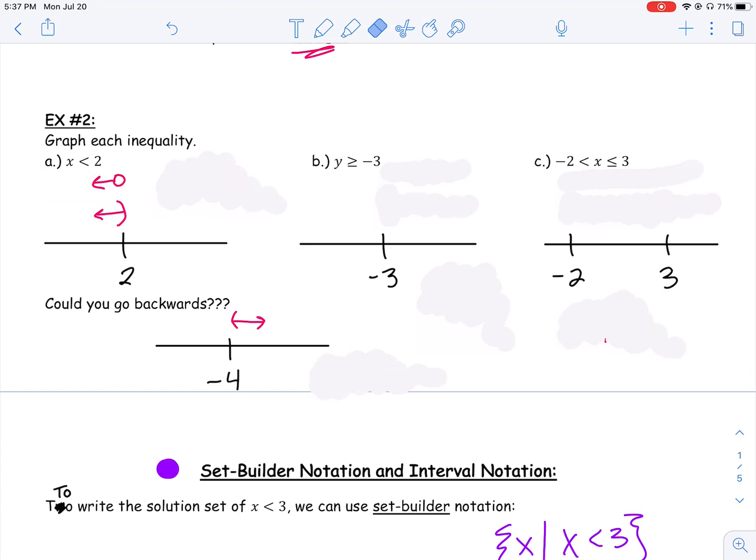If it's not equal to, we're going to use an open circle and then do an arrow indicating that it's less than 2 by drawing an arrow to the left. So an open circle or a parenthesis are the same thing.